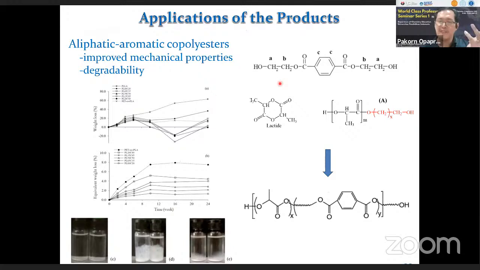So once we have the small molecule products from recycling of PET and recycling of PLA, we can reuse them to make a new polymer that combines both of them. So we have what we call aliphatic aromatic copolyester. This polyester has very good properties of PET, especially barrier properties, strength, or modulus, but it also can be degradable because it contains PLA in the structure.